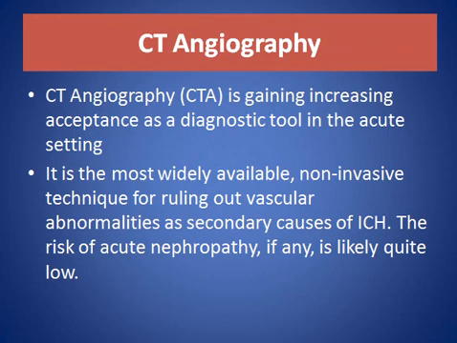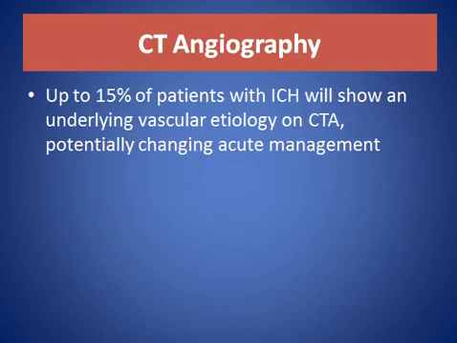CT angiogram is gaining increasing acceptance as a diagnostic tool in the acute setting, and it is the most widely available non-invasive technique for ruling out vascular abnormalities as secondary causes of intracranial hemorrhage. The risk of acute nephropathy, if any, is likely quite low. Up to 15% of patients with intracranial hemorrhage show an underlying vascular etiology on CT angiography.